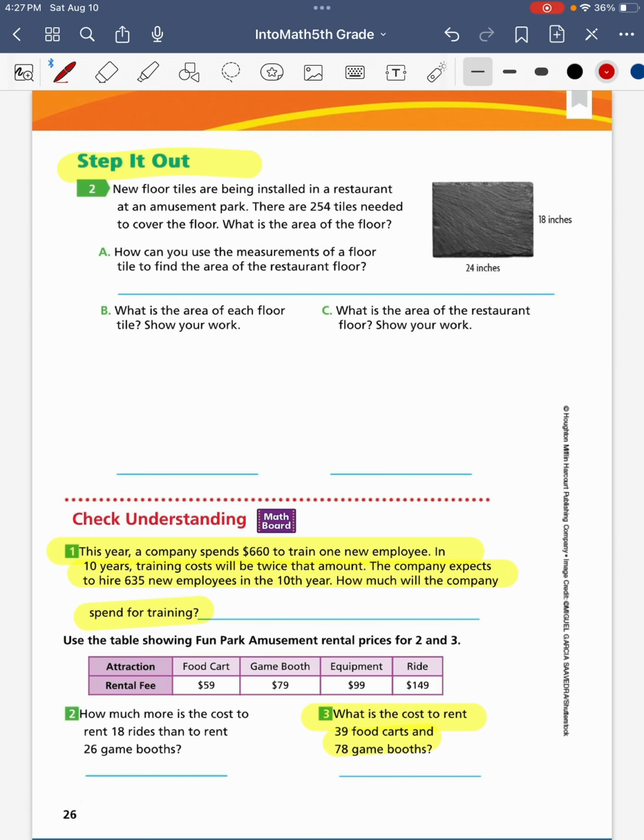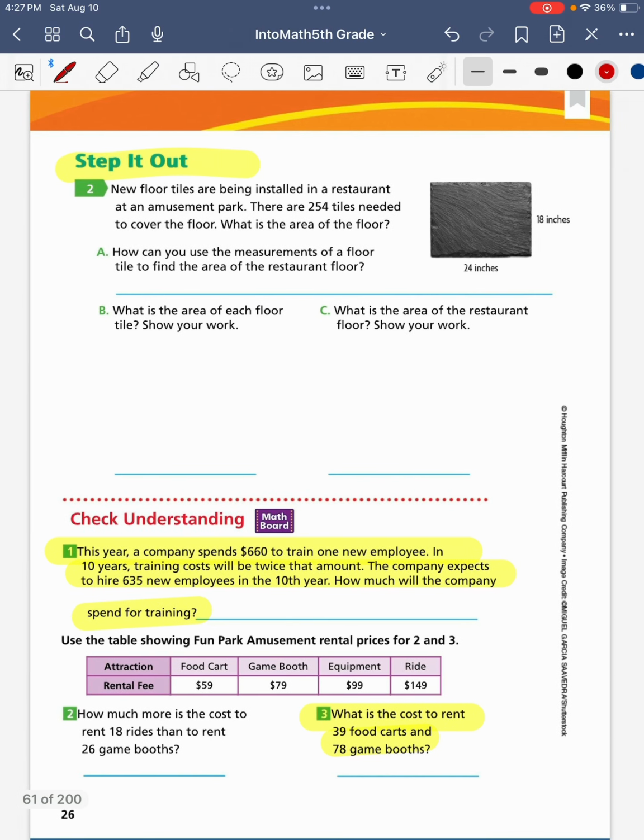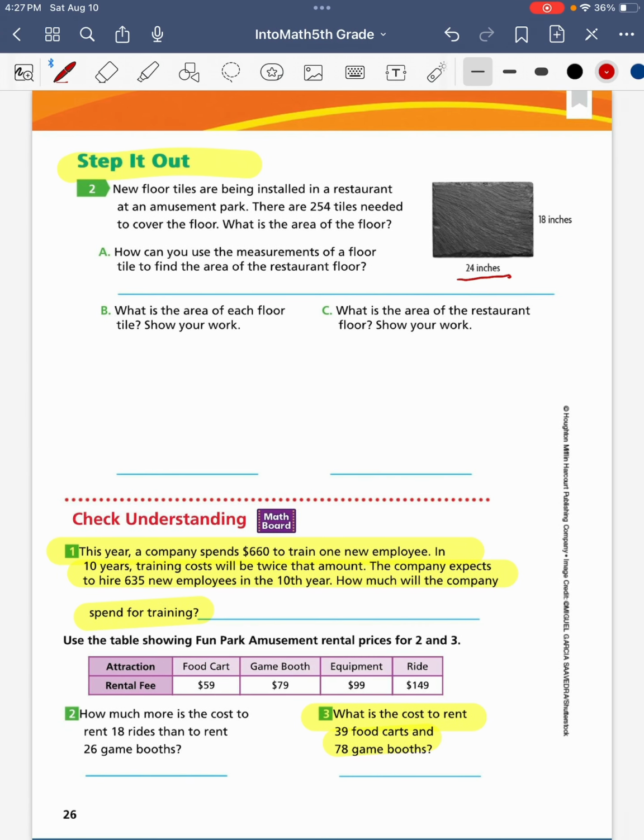Moving on now to number 26 in our Step It Out. New floor tiles are being installed in a restaurant at an amusement park. There are 254 tiles needed to cover the floor. What is the area of the floor? Part A. How can you use the measurements of a floor tile to find the area of the restaurant floor? One tile is 24 inches by 18 inches.